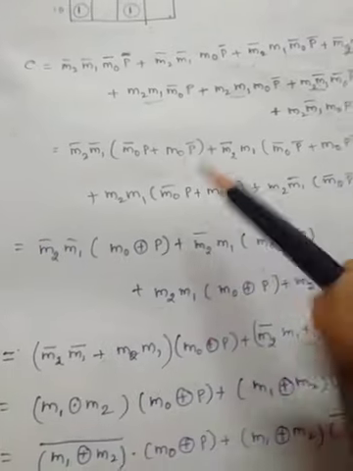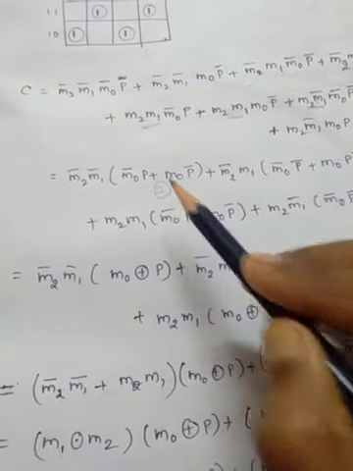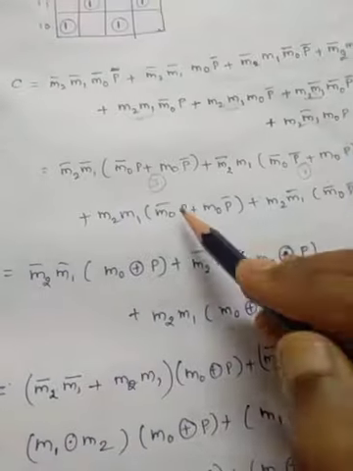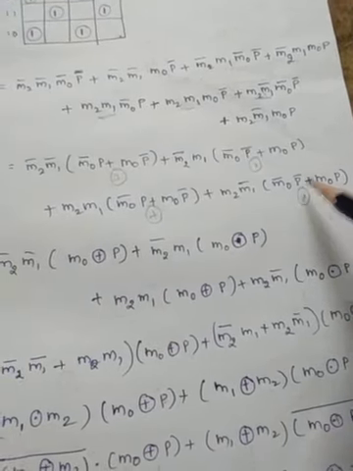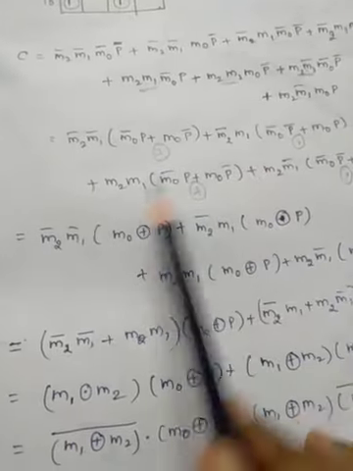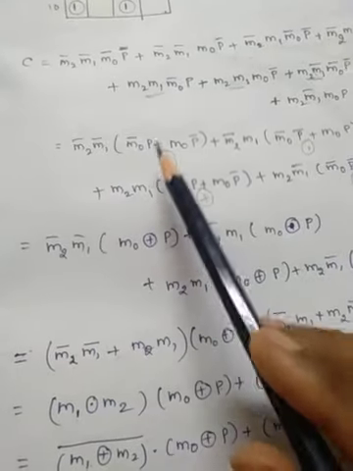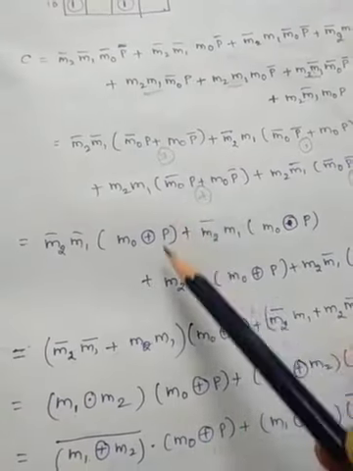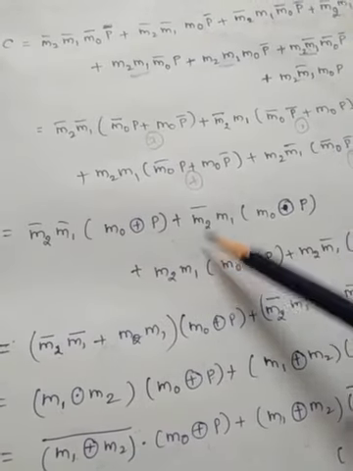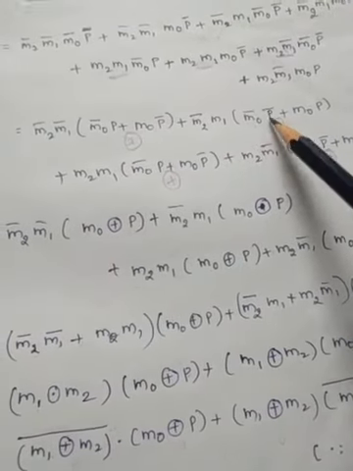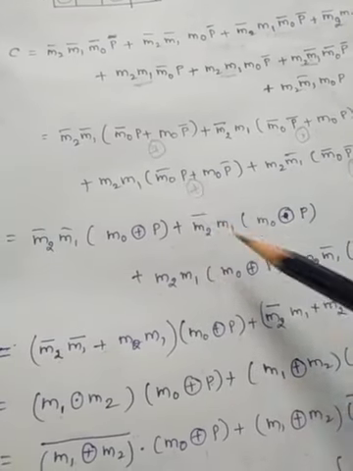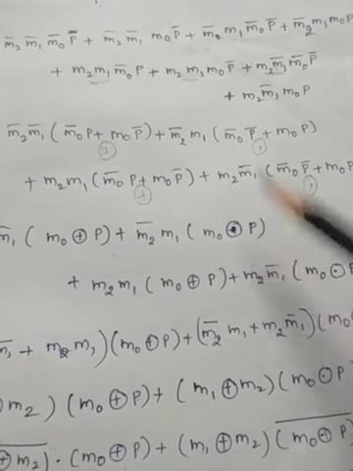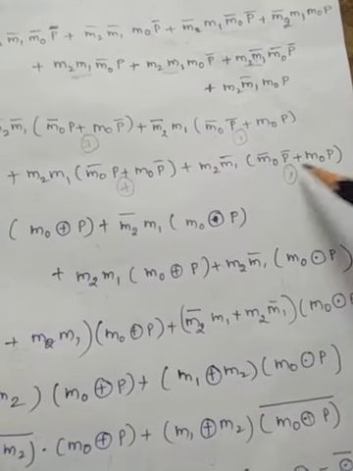So now this is in the form of XOR, this is in the form of XNOR, this is in the form of XOR, and this is in the form of XNOR. So we can write this as m2 bar m1 bar into m0 XOR p, plus m2 bar m1 into m0 XNOR p, plus m2 m1 into m0 XOR p, plus m2 m1 bar into m0 XNOR p.